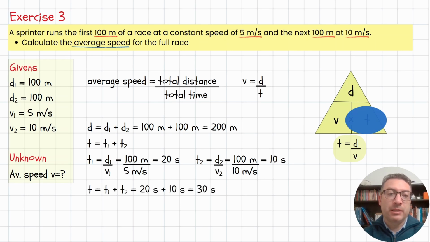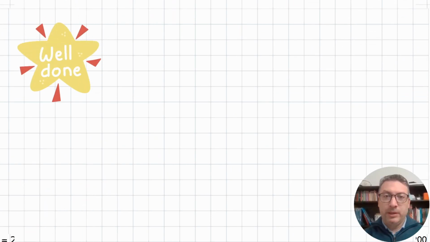Now we can proceed to calculate the average speed. So d over t is 200 meters over 30 seconds, and the result is 6.7 meters per second with two significant digits.